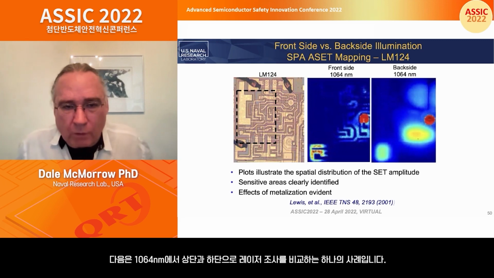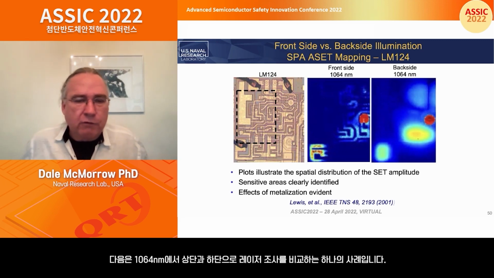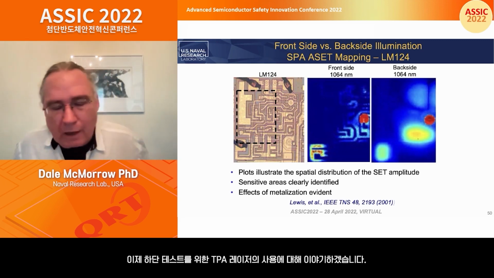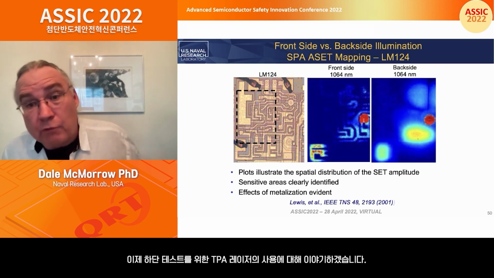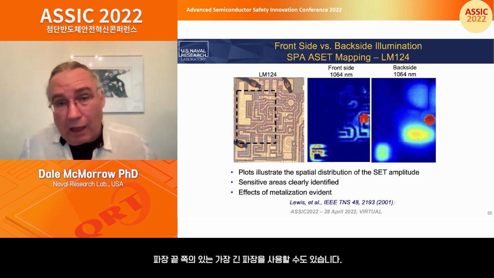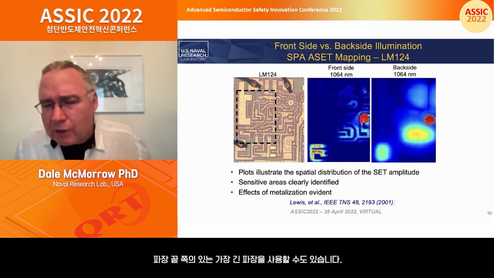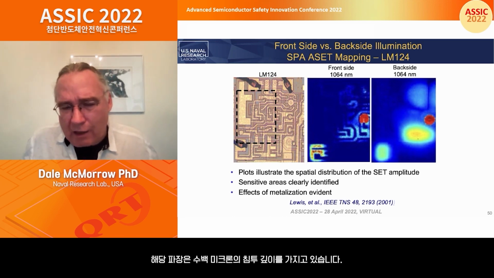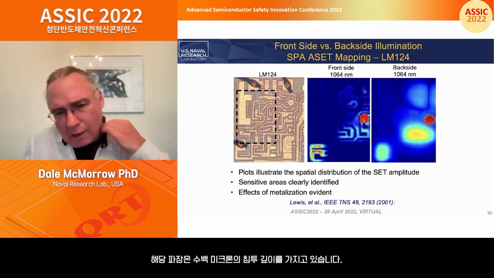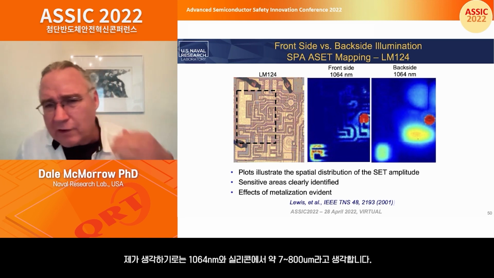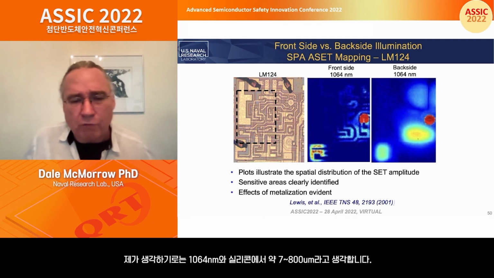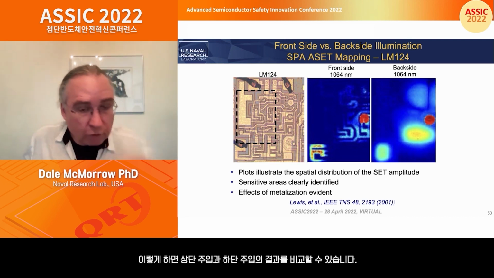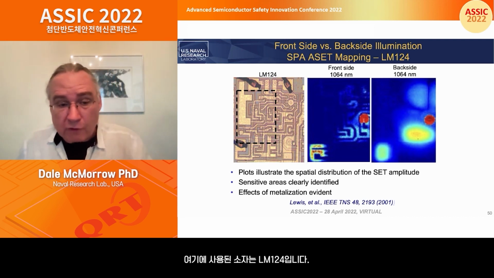Here's one example comparing front side and back side at 1064. Now, I've been talking about using 2-photon absorption for backside testing. You can also use long wavelengths that are just near the band edge, and 1064 is a common one. It's got a several hundred micron penetration depth. I think it's about 700, 800 nanometers at 1064 in silicon. And so you can do front side and backside comparisons that way. And that's what's shown here.